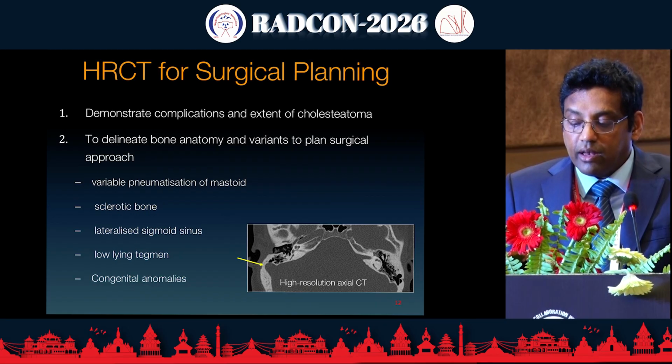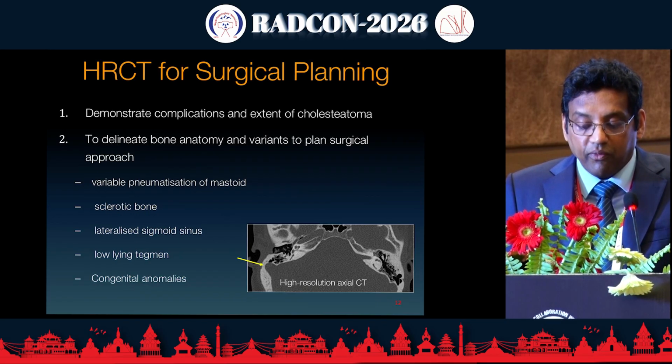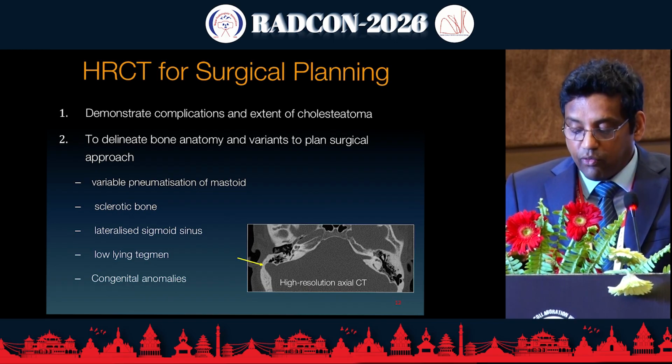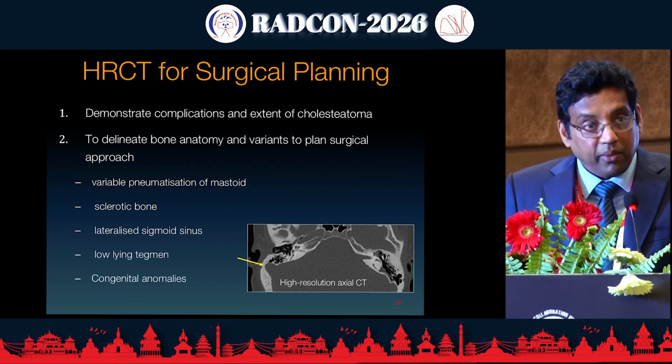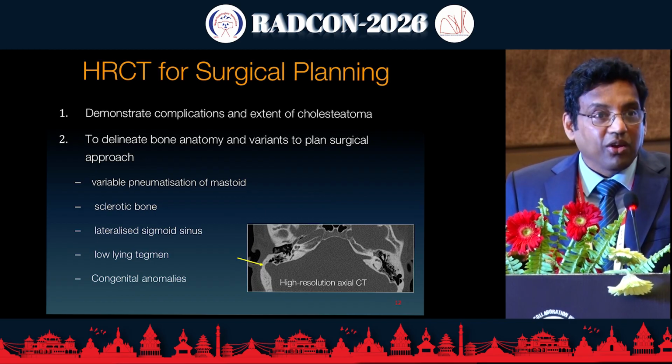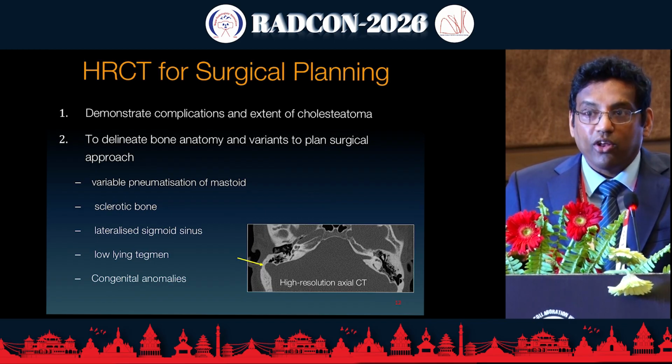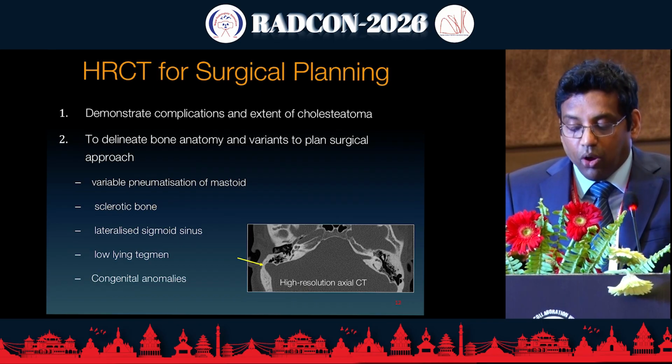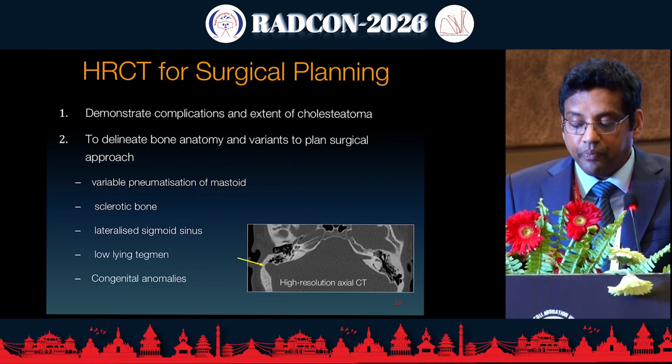HRCT is also used to demonstrate anatomy, and these are the normal variants the surgeon needs to know to plan surgery. Normally they drill the bone from the back to the front if they're doing the mastoidectomy, and in this case there's a lateralized sigmoid sinus. If they are not aware of it, it can cause an intracranial bleed. So all this we also need to look for.